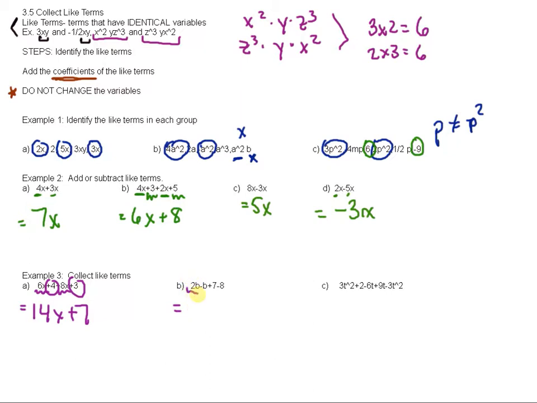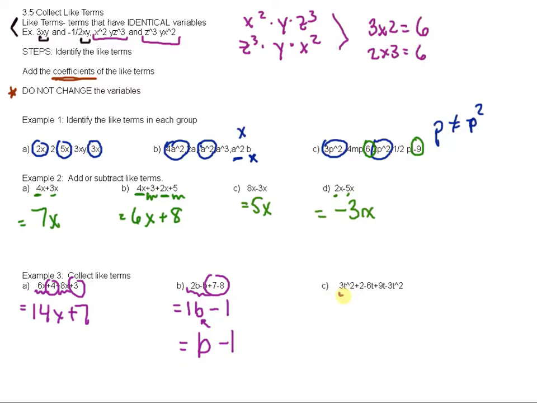I have 2b minus b, so 2 minus 1, I get 1b, and then we have 7 subtract 8, I get minus 1. So this is a b minus 1. I wanted to rewrite it because that kind of looks like a 6, but it's a b.